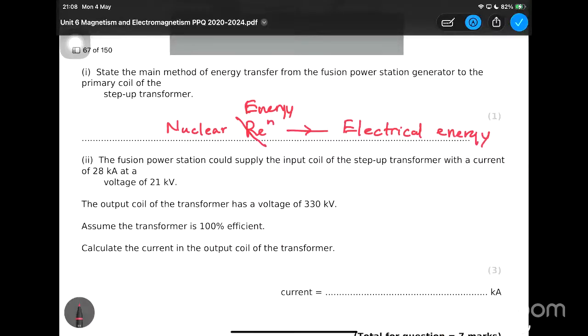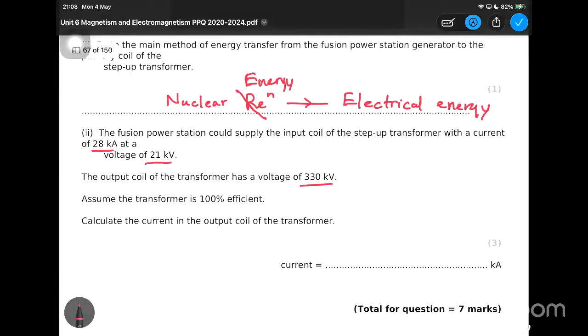The fusion power station could supply the input coil of the step-up transformer with a current of 28 kiloamperes at a voltage of 21 kilovolts. The output coil of the transformer has a voltage of 330 kilovolts. Assume the transformer is 100% efficient. Now you can see where the question is going. They're asking you to calculate the current in the output coil. So this is going to be the I primary, this is V primary, this is V secondary, and this is the assumption they have given.